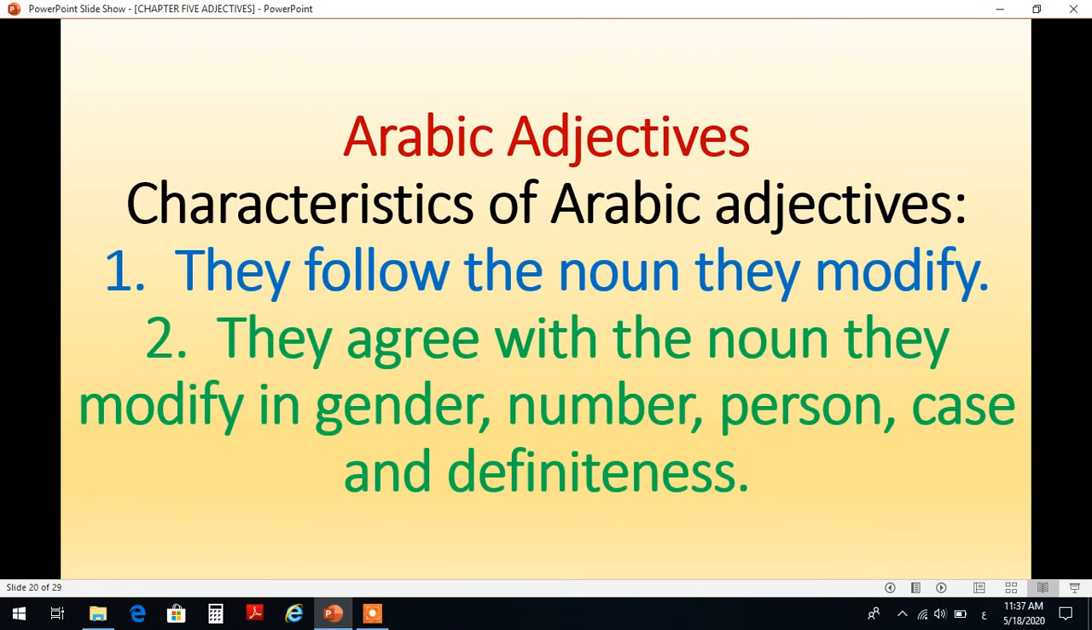Number 2. They agree with the noun they modify in gender, number, person, case, and definiteness. إنها تتبع الاسم الذي تصفه من حيث التذكير والتأنيث، الإفراد والمثنى والجمع، الحالة إن كانت المتكلم أو المخاطب أو الغائب، الحالة الإعرابية الرفع والنصب والجر، التعريف والتنكير، أي بمعنى آخر أن الصفة تتبع الموصوف في كل شيء.